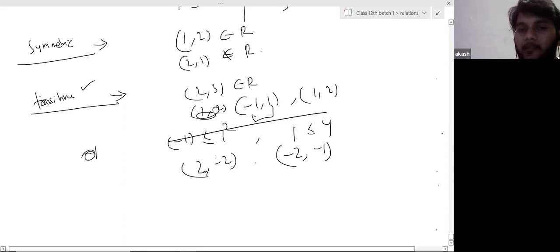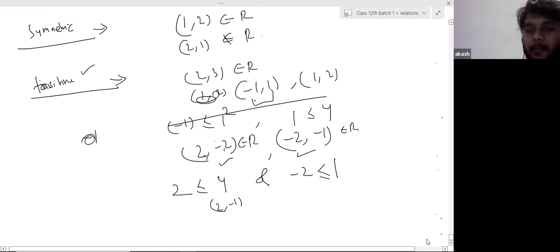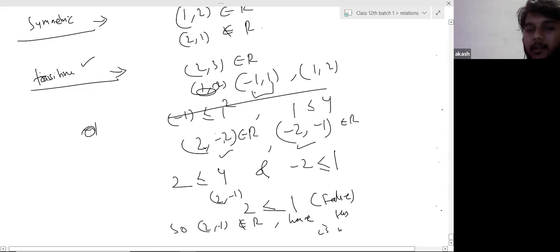Absolutely right. So guys, if you take these examples, let this belong to R and this belong to R. Now 2 is less than or equal to 4, minus 2 square. This is true. And minus 2 is less than or equal to 1. This is also true. But if you try to take 2 comma minus 1, here 2 is not less than or equal to 1. This is false. So 2 comma minus 1 does not belong to R. Hence, this is not transitive.